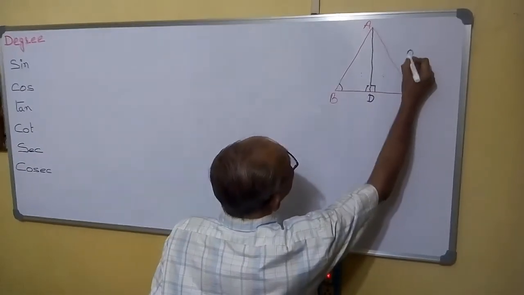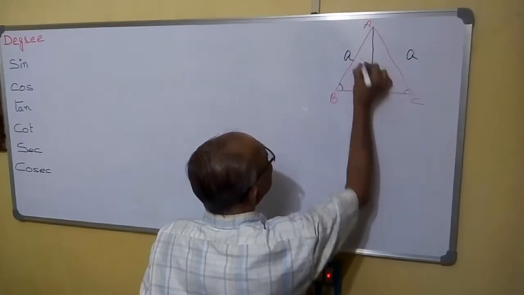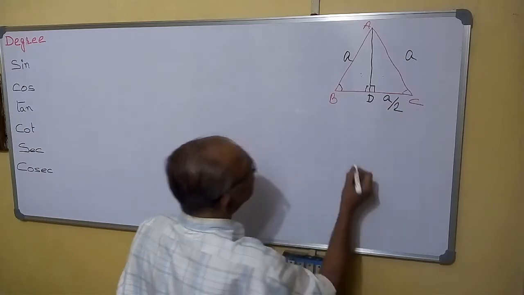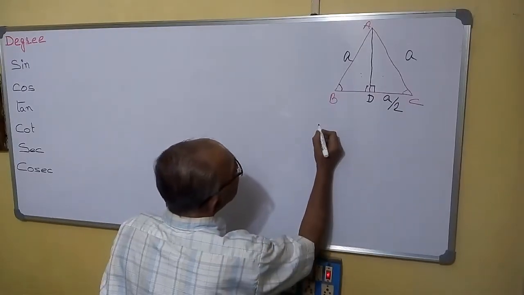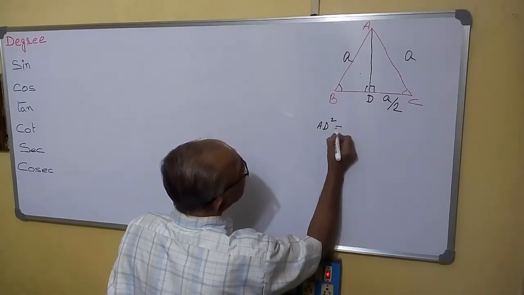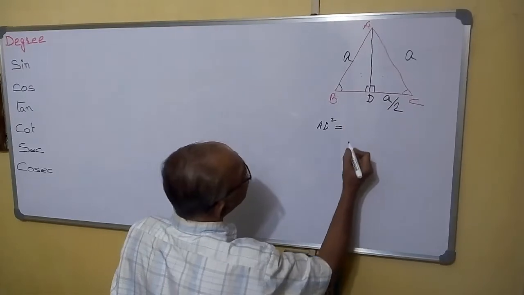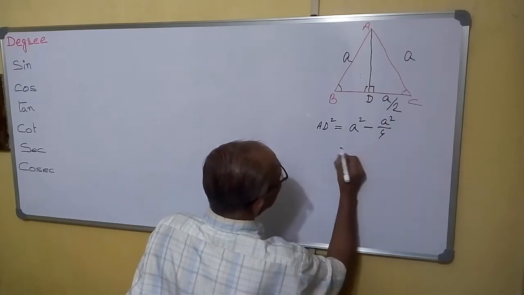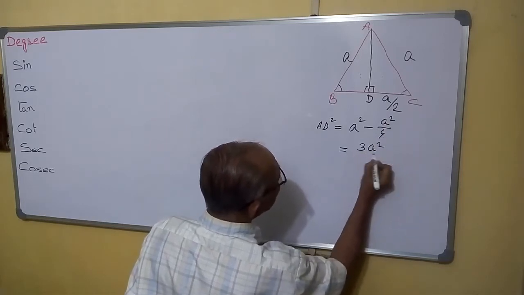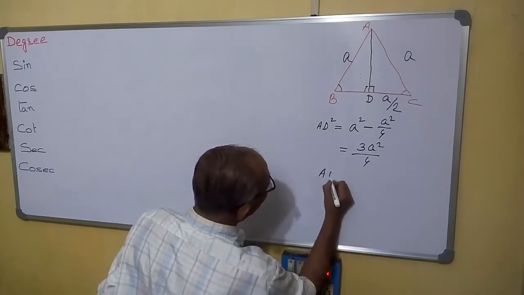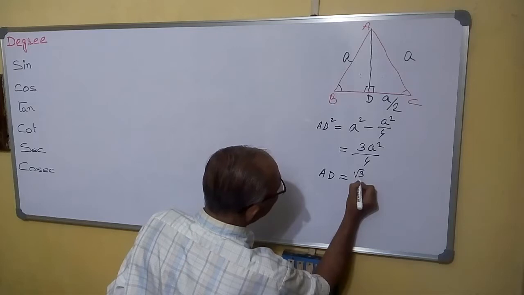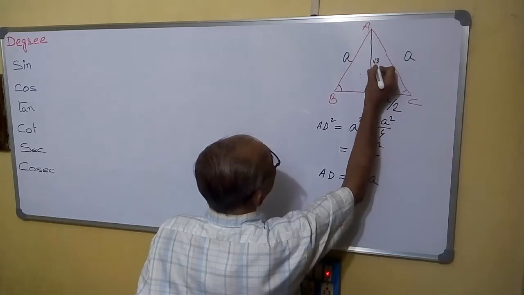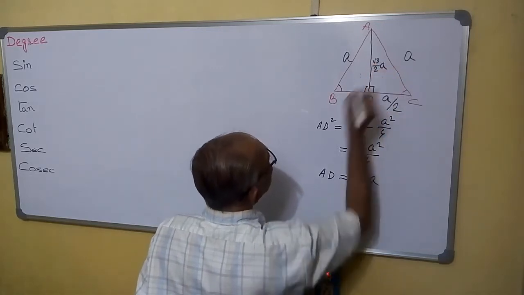Now we are assuming each side is A. So BC is also A, so you can say DC is A by 2. Now what will be AD? Here AD square equals AC square minus CD square, that is A square minus A square by 4, that is 3A square by 4. So AD equals root 3 by 2 A. So you can write this one is root 3 by 2 into A.